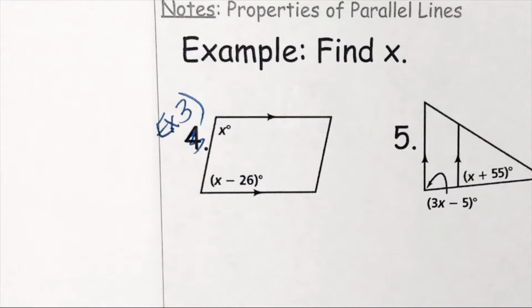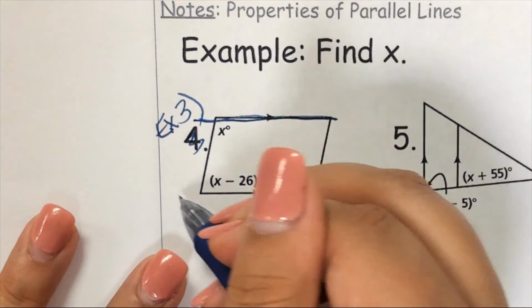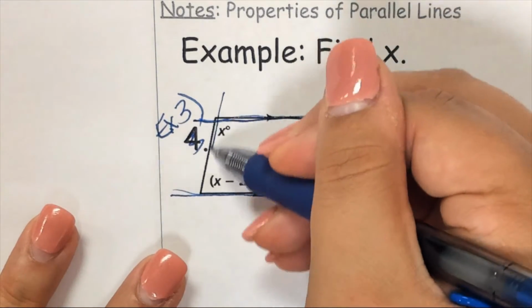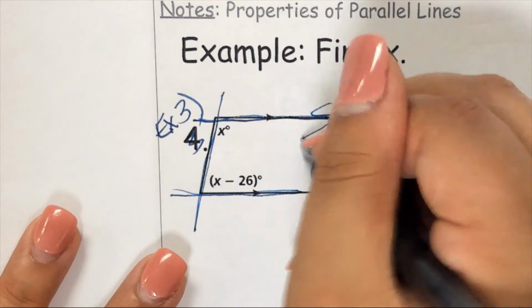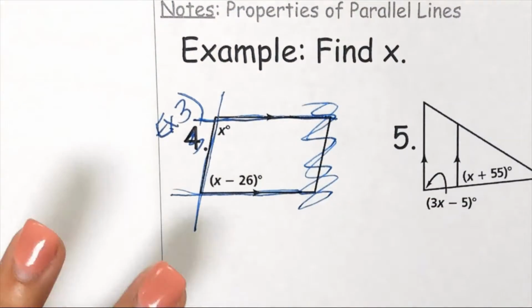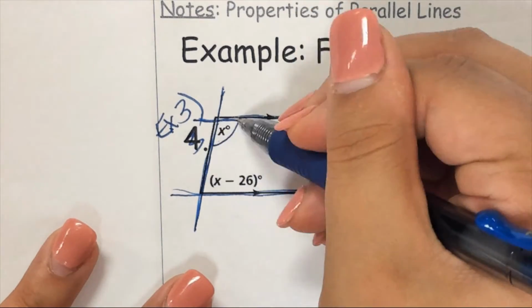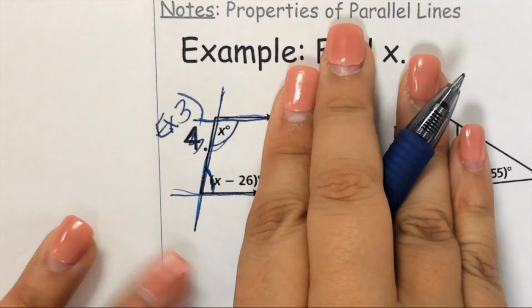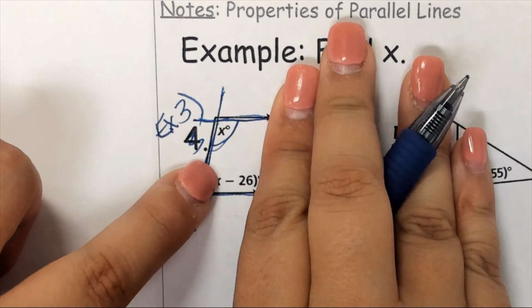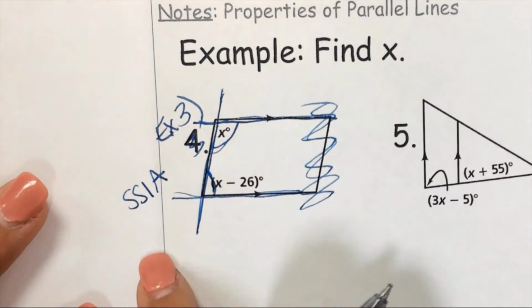So for this problem, I know these lines are parallel. I'm going to extend them to make it look a little bit more like what we're used to. I don't know about these 2 lines, so I don't really care about this. So now I have a transversal. What are these 2 angles? They're on the same side, and they're interior. So this is a same side interior angle problem.